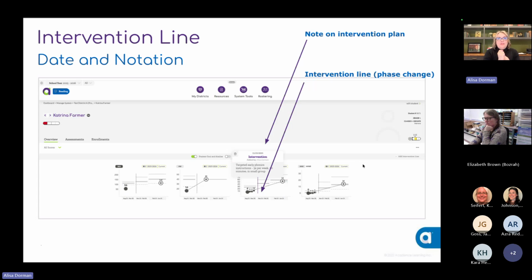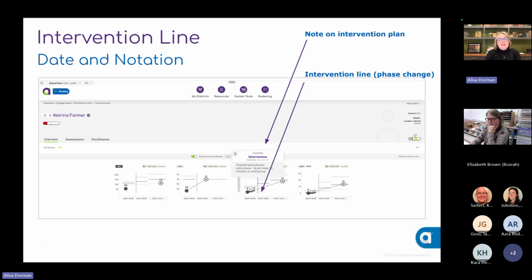And I have a document for you all on pathways and goal setting that I want to share in a moment that I'll bring up. And then the intervention line was something else that you saw in the example with Ethan. We just wanted to make sure that you knew how to add an individual, how to apply this feature into an individual student when you're working with them and monitoring progress.